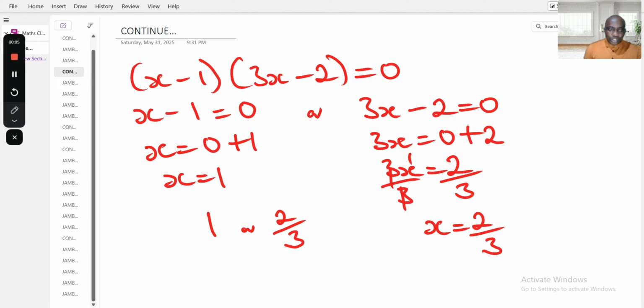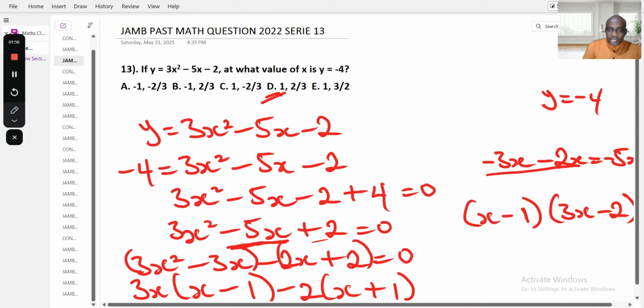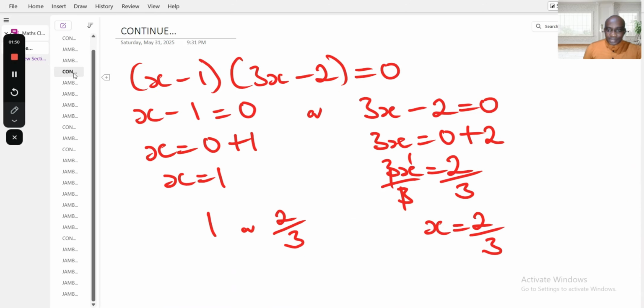Let's go to the question. If we got the answer correctly, yes, our answer is here, which is D. 1 and 2 over 3. Our answer is D, 1 or 2 over 3. Let's move to the next question.